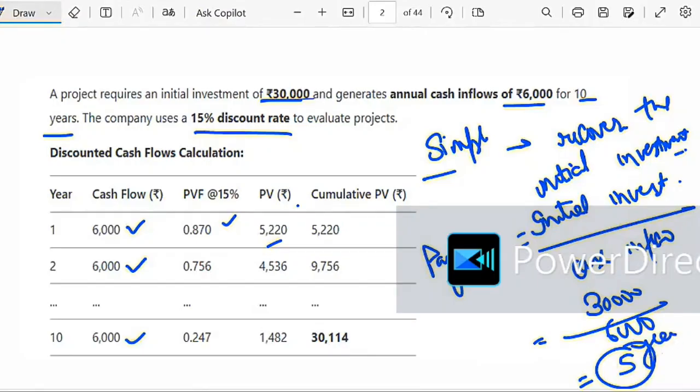Please let me know. I'm not getting any response. I think you know how to calculate the simple payback period. So you just have to divide the initial investment by the cash inflow. So this 5 years is what we call the simple payback period.